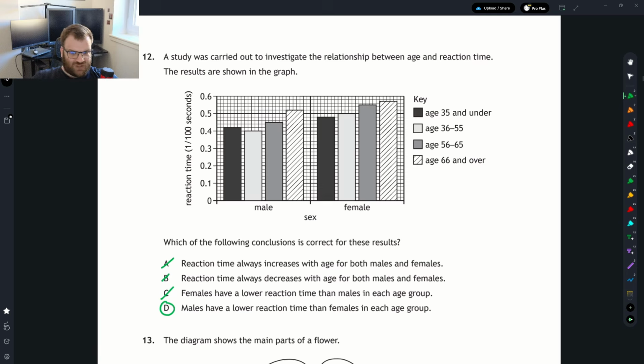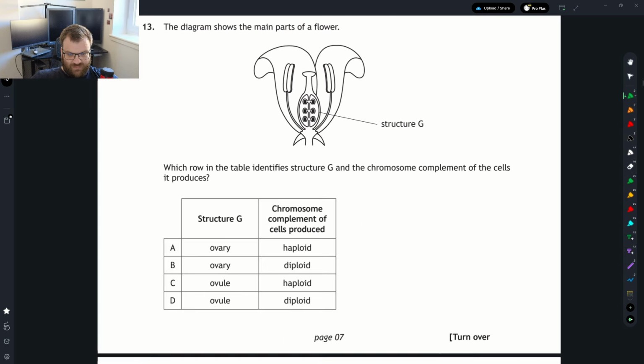Just take your time, make sure you're looking at the key, seeing which age group. They might have changed it up and said, oh, this age group has this, whatever. Just take your time and then that should go smoothly, hopefully.